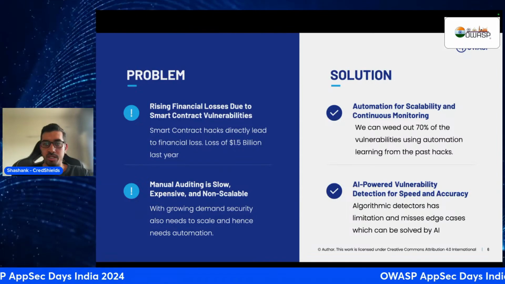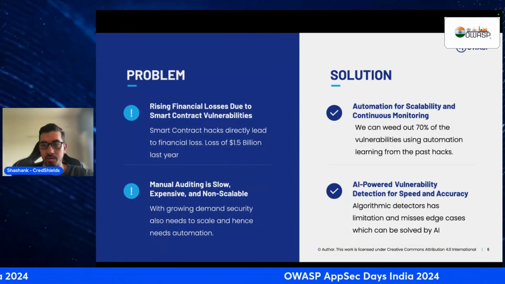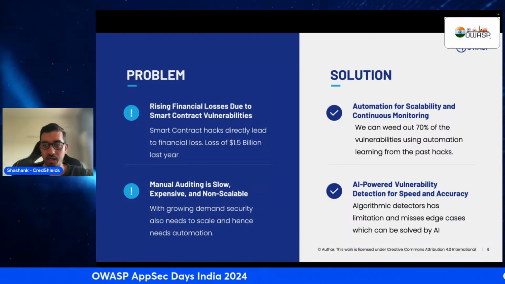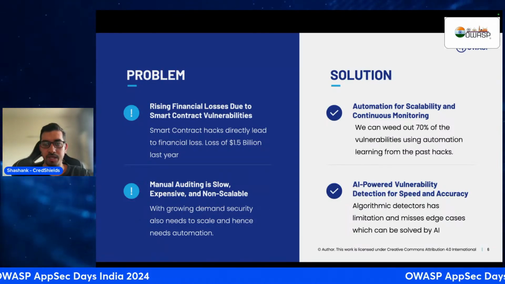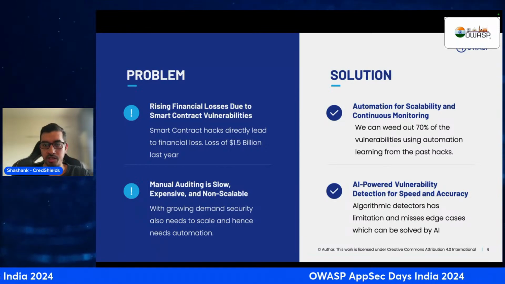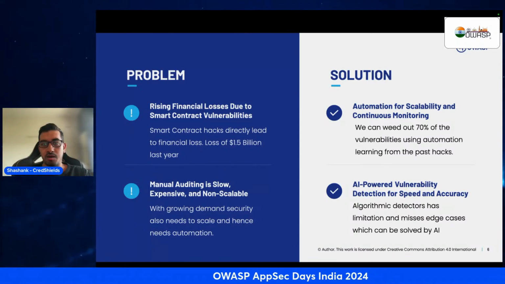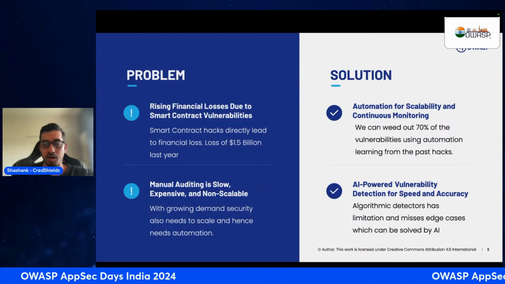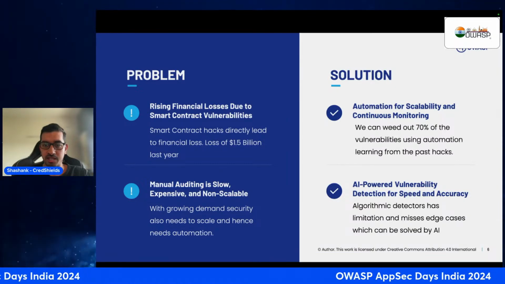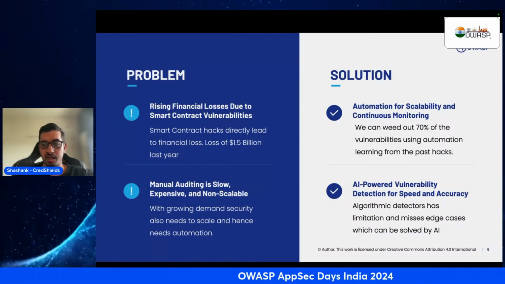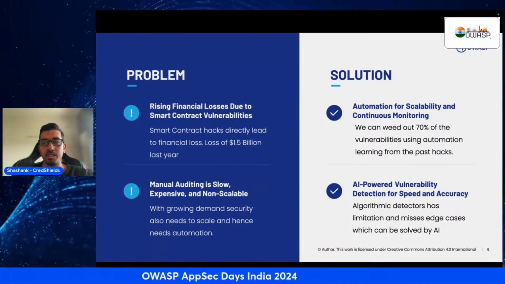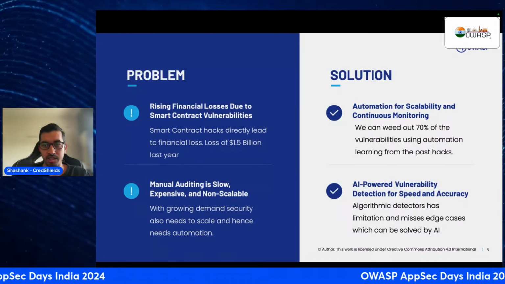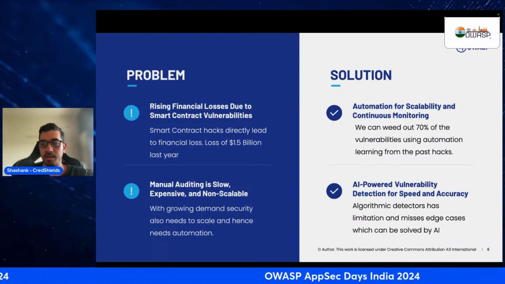Obviously, automation can remove around 70-80% of the vulnerabilities, which reduces overall manual audit hours, and hence it increases the scalability of security. But our algorithmic detectors have limitations. They spit out a lot of false positives, they miss edge cases, etc. And that's where AI comes into the picture, because AI has context, and hence it can find better vulnerabilities when mixed with algorithmic coding.